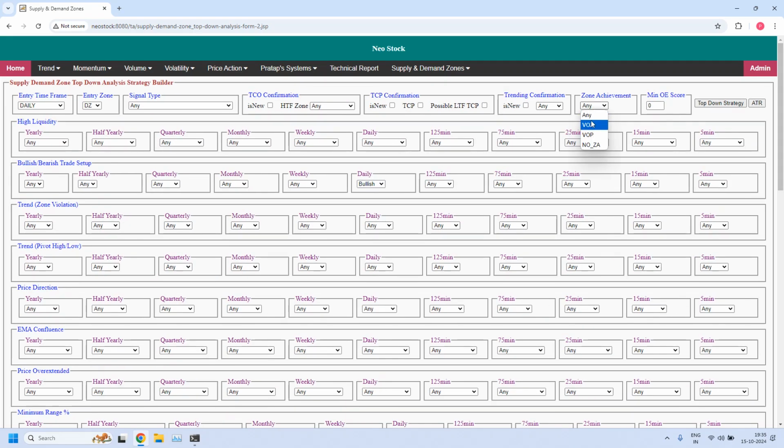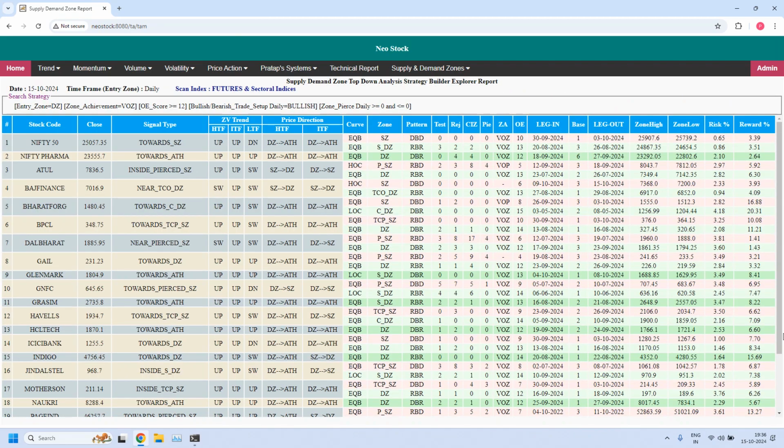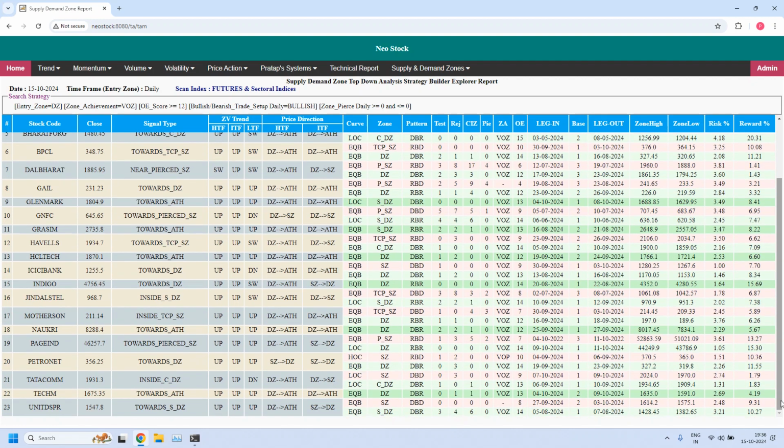And zone achievement should always be violated opposing zone. Minimum odd enhancer score for bullish or bearish trade setup is 12. So all the three filters are applied to daily demand zone. Now let's verify. So these are the filtered stocks. These are the first 18 stocks. I am scrolling the list down. So total 23 stocks are filtered. All these 23 stocks are supporting bullish trade setup for monthly income trade. That is entry time frame daily.